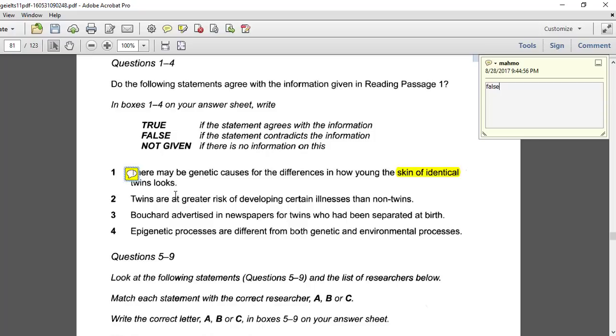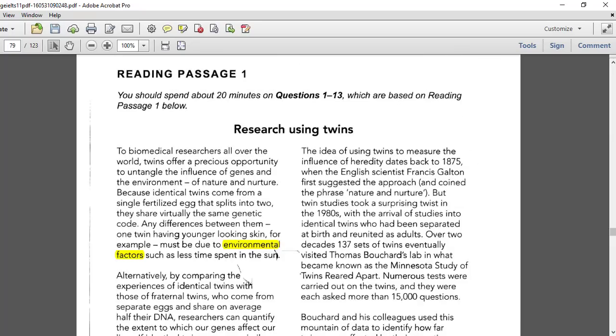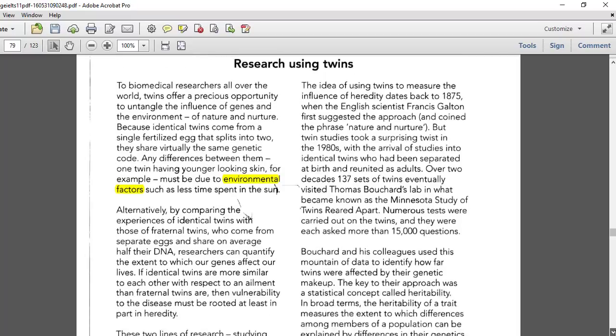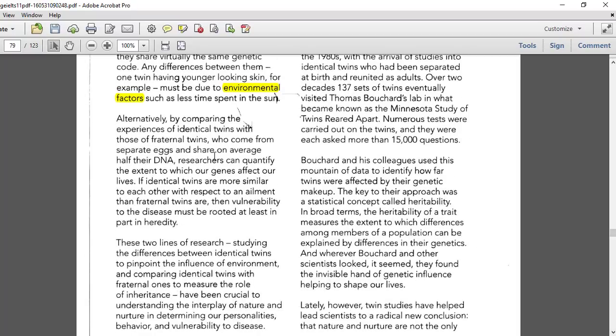Question 2. Twins are at greater risk of developing certain illnesses than non-twins. So illnesses is a keyword, and we would like to see which is more at risk of developing diseases. Let's get back to the passage. Alternatively, comparing the experience of identical twins. Ailment. Ailment means disease.